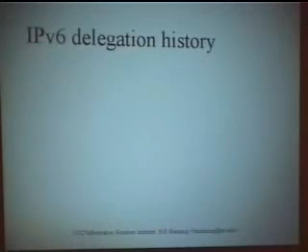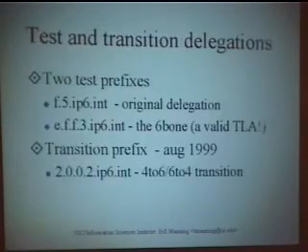I'm going to look at some of the IPv6 delegation history. IPv6 is maybe three years younger than 1918 space, and it's had a number of large entry points for delegation. In the IPv6 visible world, you'll see at most three distinct large prefixes. There are two test prefixes. The original one is f.5.ip6.int, and that had some auto-configuration stuff.